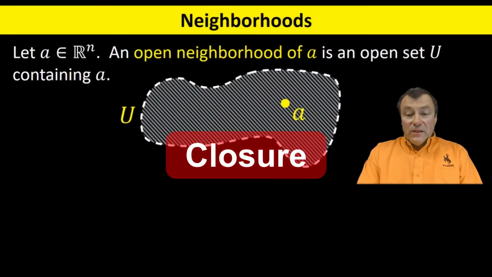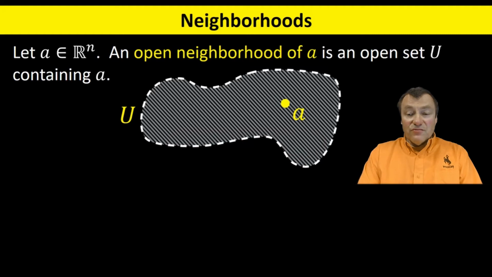Today, let's develop a little further some of the basic notions of point set topology, which we started in the previous video. Take a point A in Rn. An open neighborhood of A is simply an open set containing A. This is a convenient way of referring to points that, in some very loose sense, we consider being close to A. So an open set is a neighborhood of each of its points.